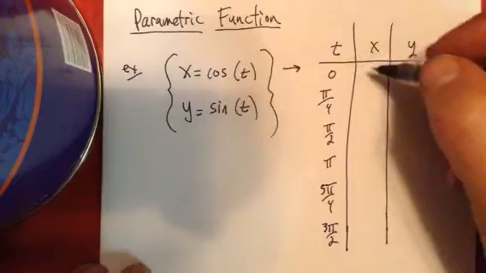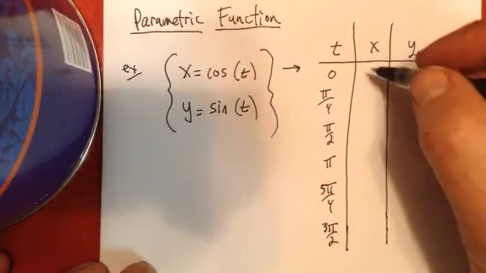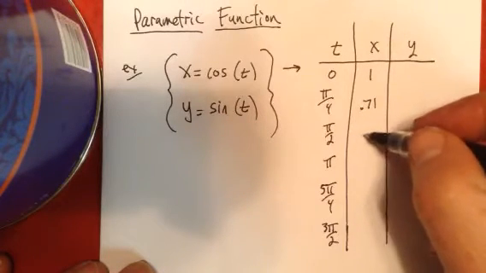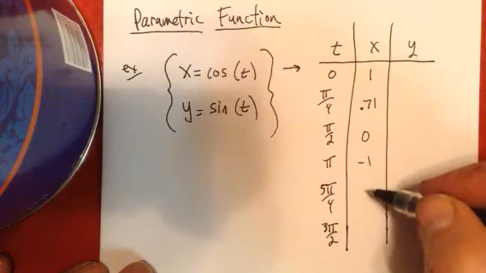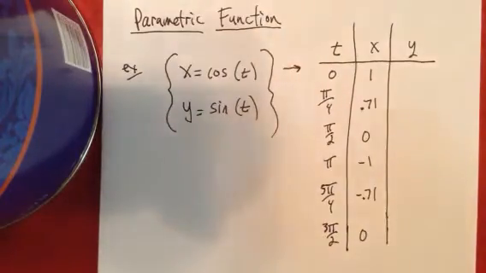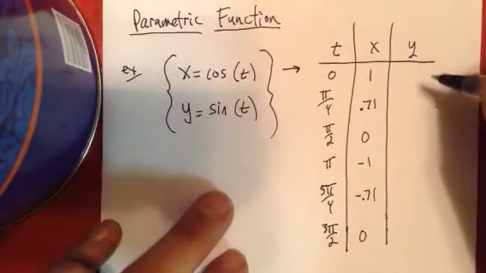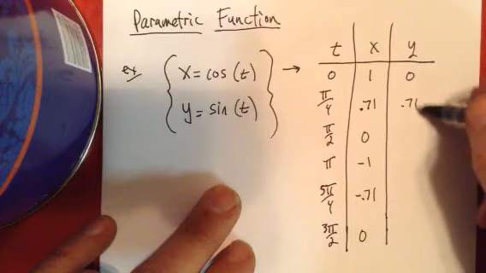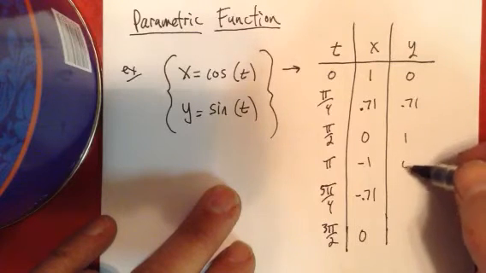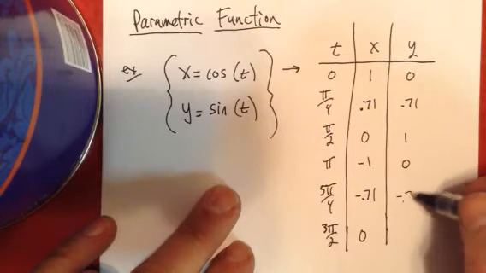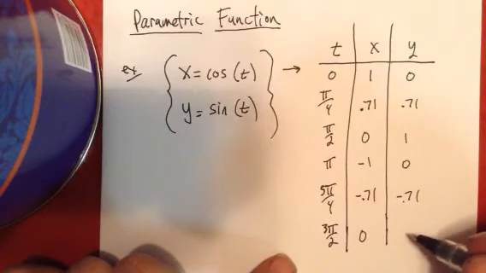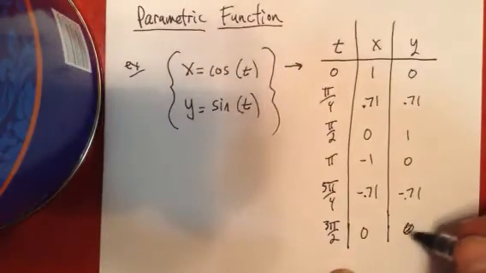Okay, so x. Now we're going to our unit circle. Cosine of 0 is 1. Radical 2 over 2, which is 0.71. Cosine of pi is -1. Negative 0.71. And 0. Check your unit circle if you don't see where I'm getting these from. You should. Then we're going to be at 0.71, 0, and 3 pi halves, which is 0, -1.